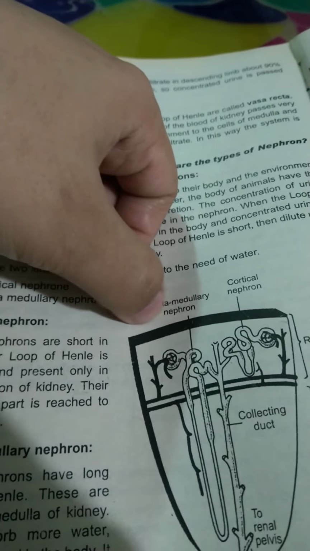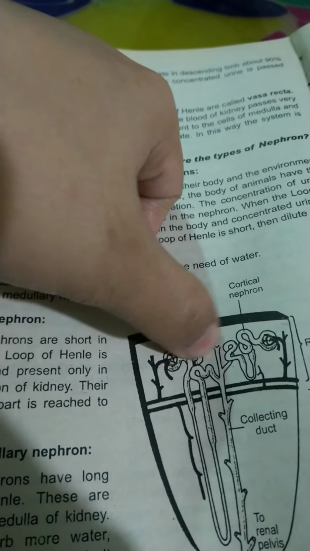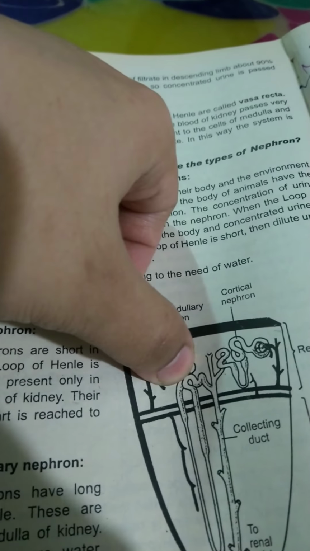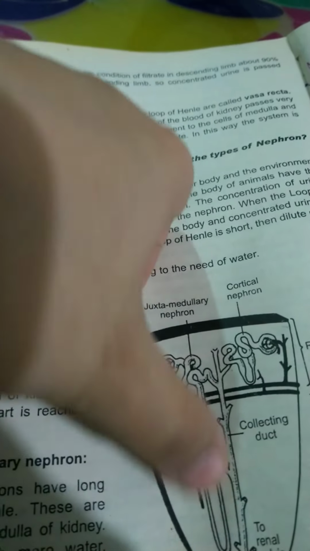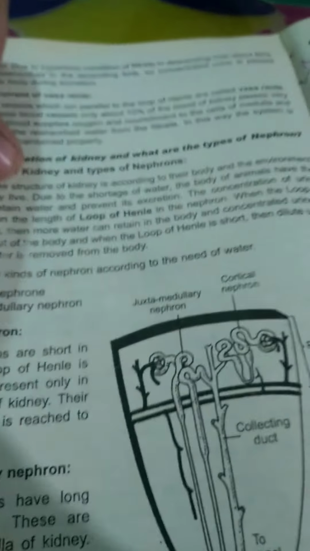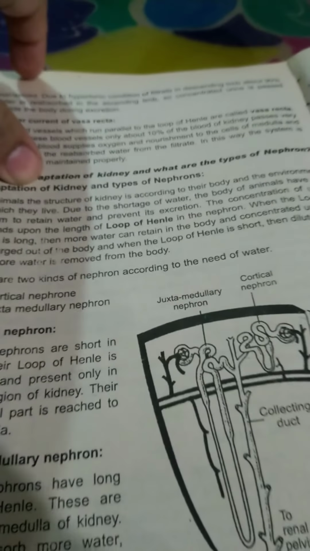The other is the juxtamedullary nephron. Their capsule is here. The convoluted tubule is here, but their loop of Henle is within the medullary region. That's why they are named juxtamedullary nephrons.